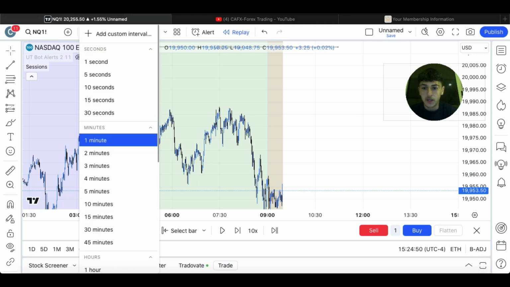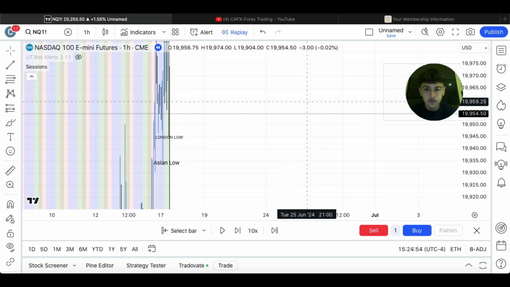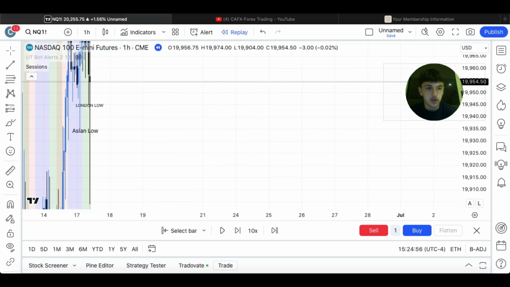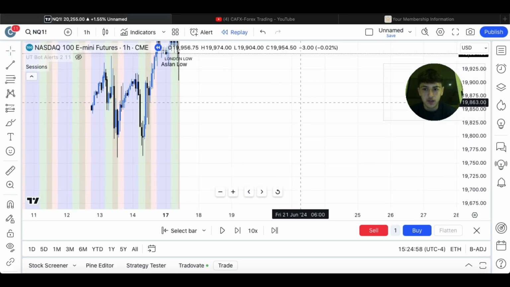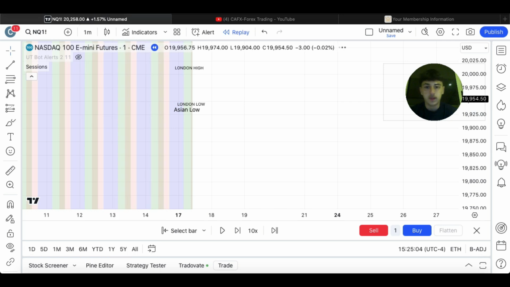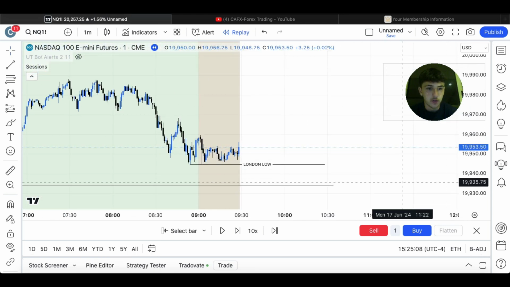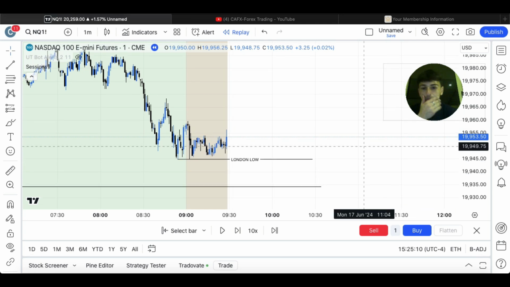Now coming into today, the bias was bullish. That's because we're close to all-time highs, and we're respecting bullish fair value gaps. So simply, the bias is bullish. I jumped on, and then we're going to see where price goes.